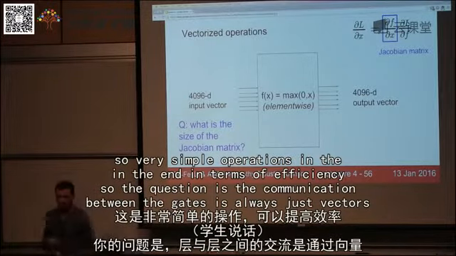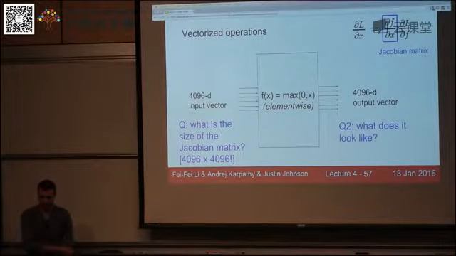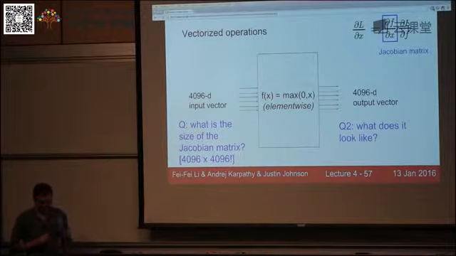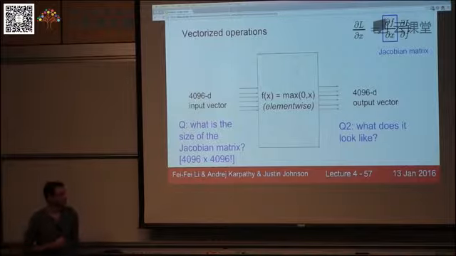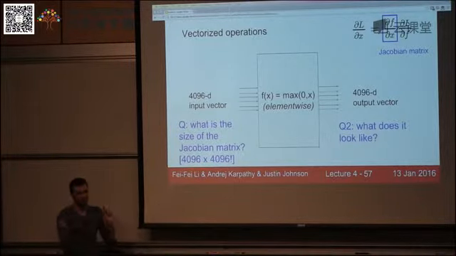So very simple operations in the end in terms of efficiency. In the backward pass, you always just report back a vector for each of the inputs. That's right. You could do a matrix if you needed to in your internal state, but when you actually report back, it's always just a vector. So the question is, the communication between the gates is always just vectors.